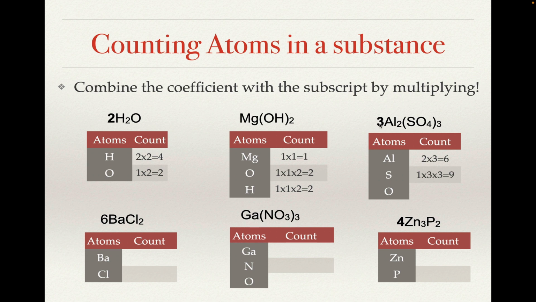For the oxygen, I have 3 times 4 times 3. So there's actually 36 oxygens in this compound because we have 4 of them inside of here. Triple that for 12, triple it again for 36, okay? Following that same pattern, we have our barium chloride count, our gallium nitrate count, and our zinc phosphide count. If you want to pause this to see how those all work out, you can.